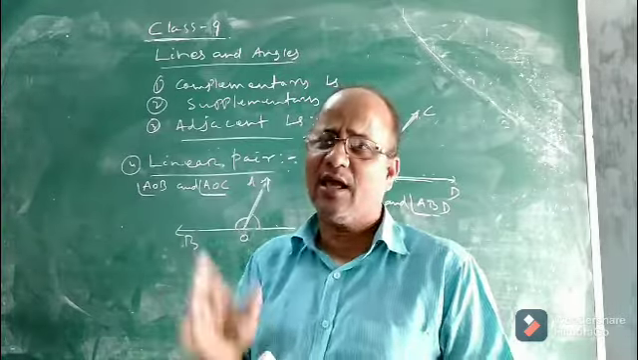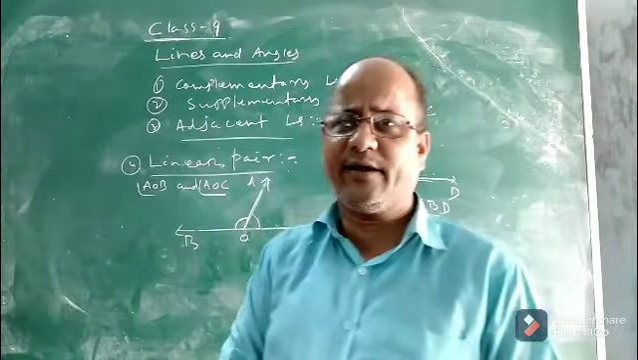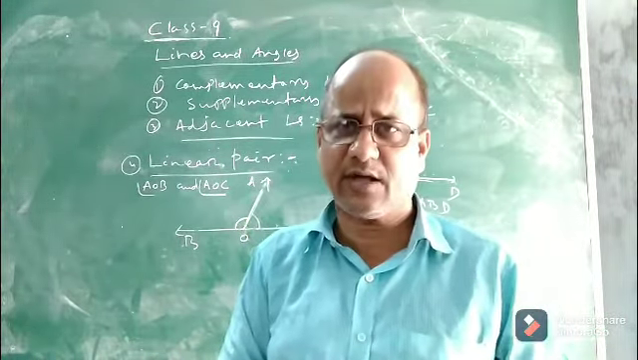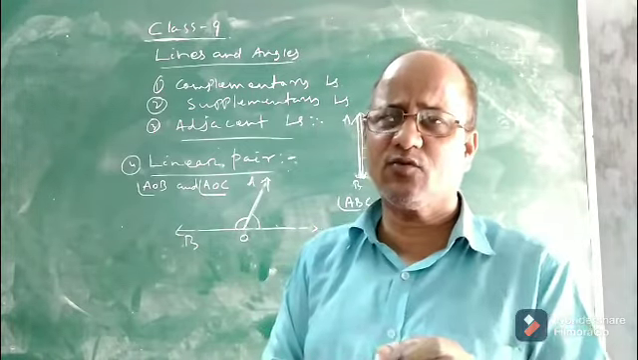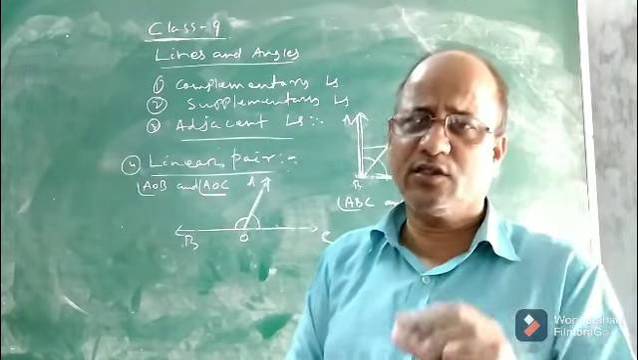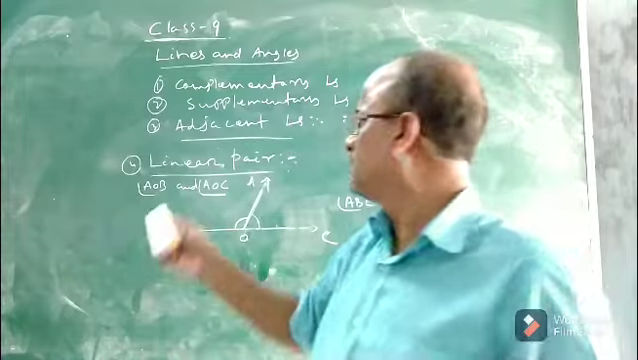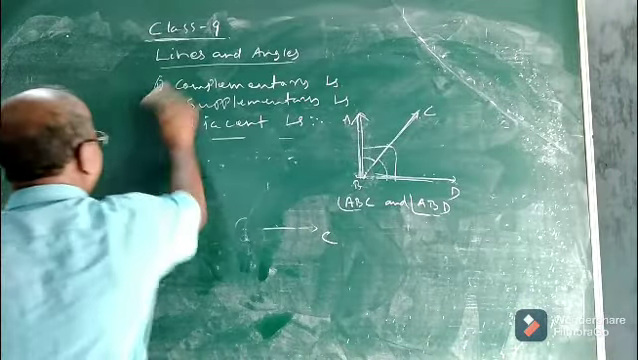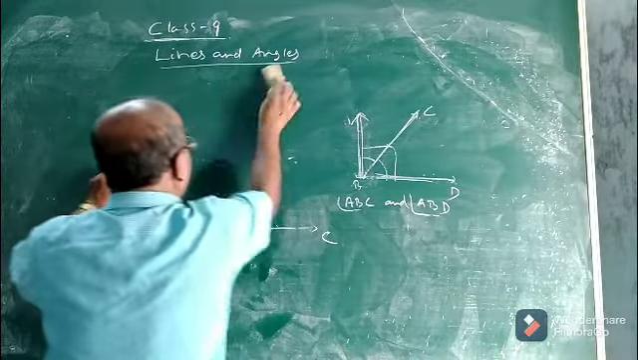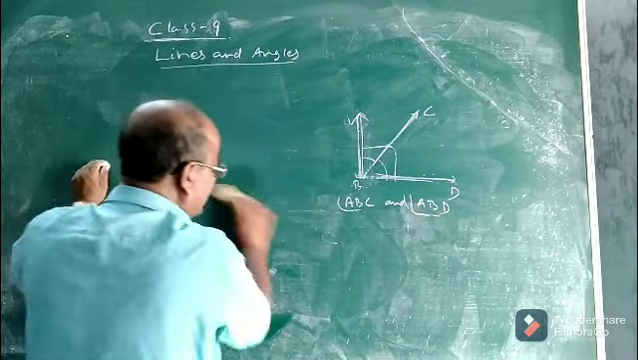What is an axiom? Already I have explained it to you in the chapter Euclid's Geometry. So here are certain axioms we have to discuss and a few theorems in this chapter. Now let us discuss the other pair of angles, that is vertically opposite angles.